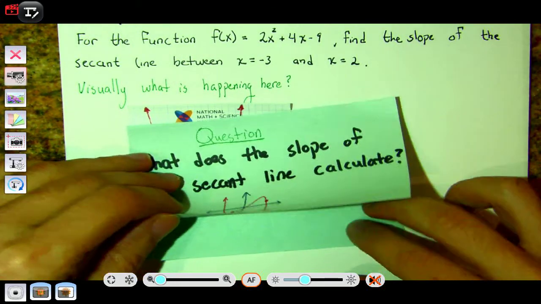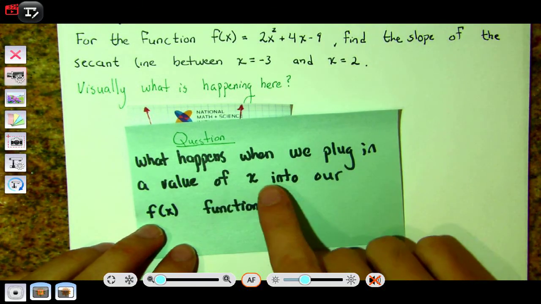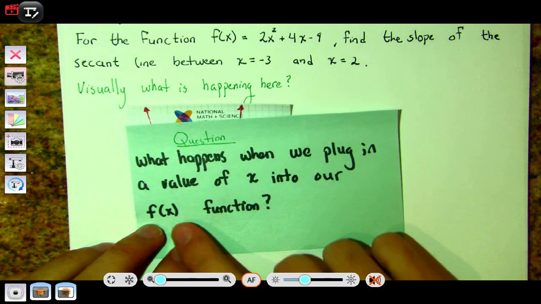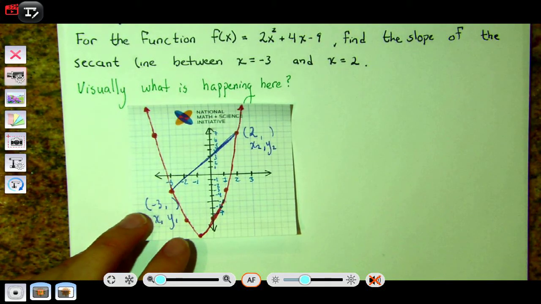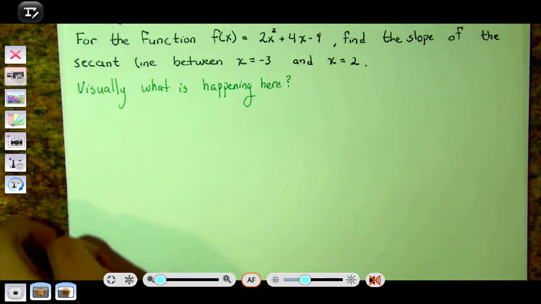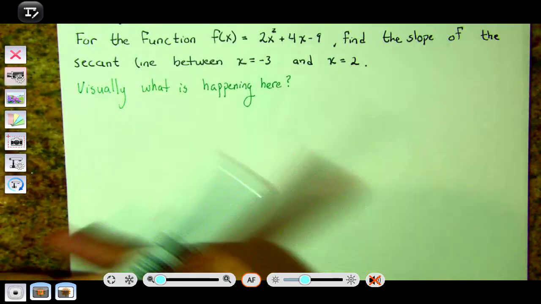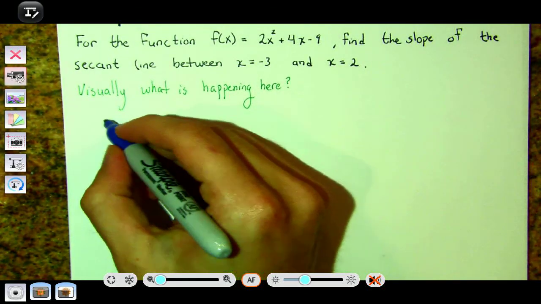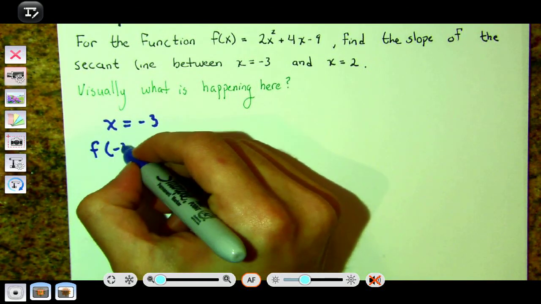Now let's take a look at this question over here. What happens when we plug in a value of x into our f of x function? So here, if we have x equals -3, what happens if we actually try and calculate, let me get a marker. If we know x is equal to -3, what does f of -3 calculate?